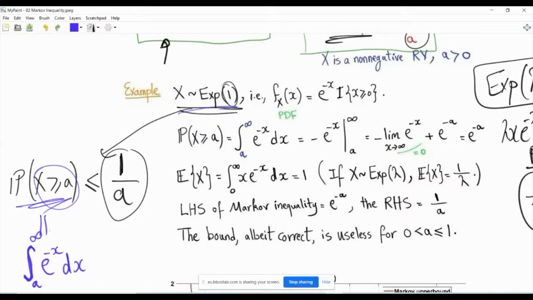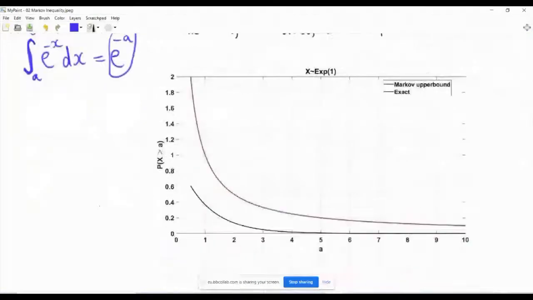Okay, and so you can actually compute this probability exactly, and it will give you e to the minus a. So in fact, we know the actual probability, and this is the upper bound on the probability. Okay, and so let's basically see the relief. So this is the probability x greater than or equal to a, and this is the parameter a, which is some positive parameter. So the true probability, the exact probability, is this black curve here.